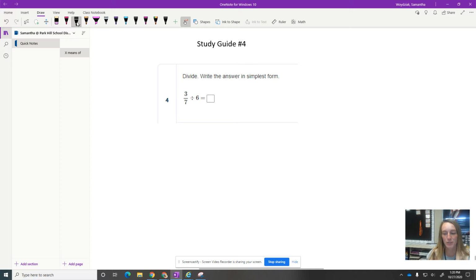This is question number 4 in your study guide. The problem says divide, write the answer in simplest form. So we have 3/7 divided by 6.